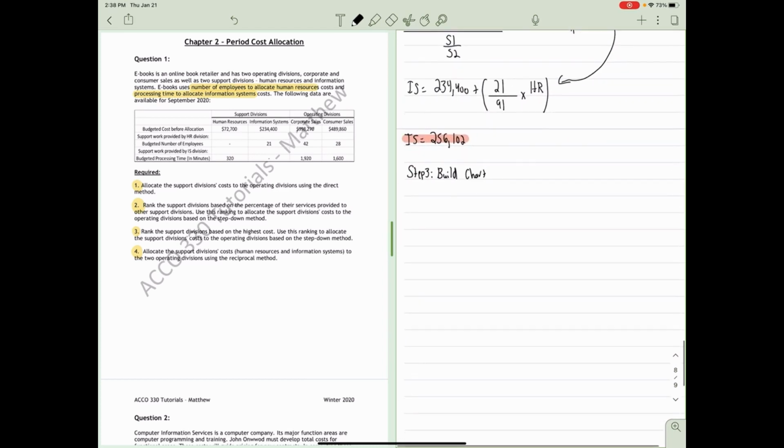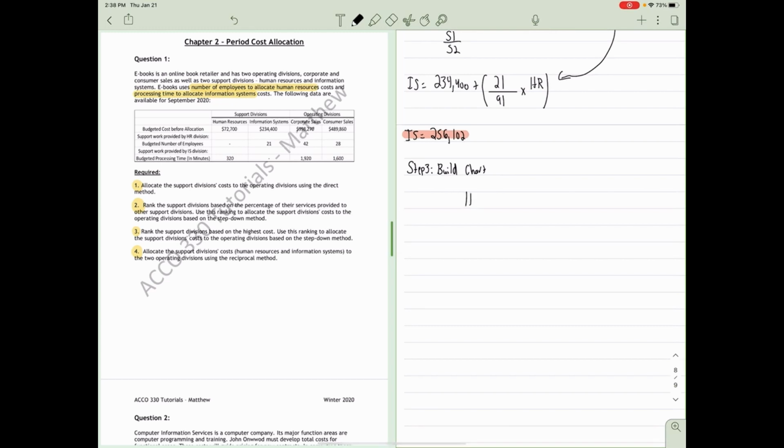So now we're at step 3, we build our chart. We have our first support department, which is HR. We have a second support department, IS. Let's put our big line down here, and do little dotted lines to indicate we're separating the support departments. Then we have corporate, and then we have little dots. Then we have consumer. All right. Then we have our cost. Wait, cost before. I'm so used to writing CCA. I've been studying 440. So we have our cost before allocation, then our HR cost that we're going to allocate, our IS cost that we're going to allocate, and our cost after allocation. So let's put a big line over here, and bam, we're good to go.